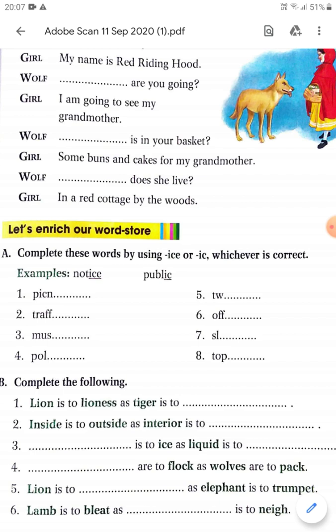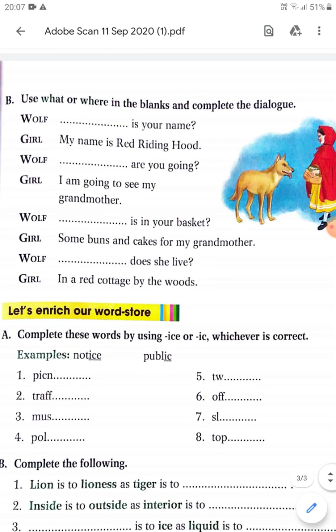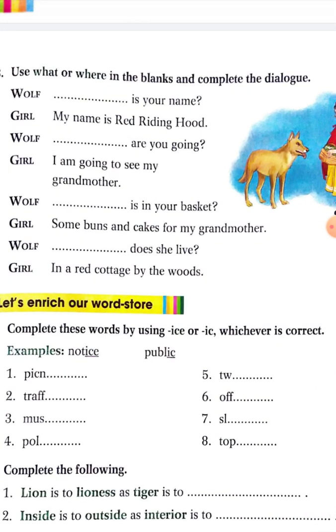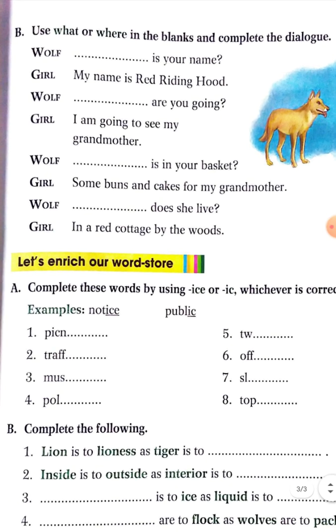The wolf says, "What is your name?" He has to ask the name. So he'll say, "What's your name?" "My name is Red Riding Hood." Wolf says, "Where are you going?" Whenever someone is going, we have to go to some place. "Where are you going?" "I'm going to see my grandmother."